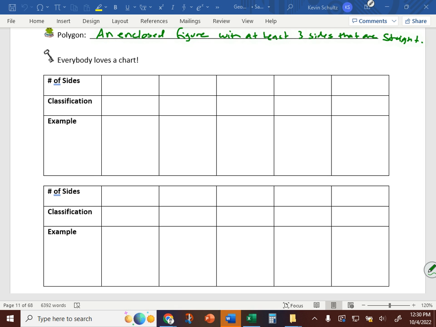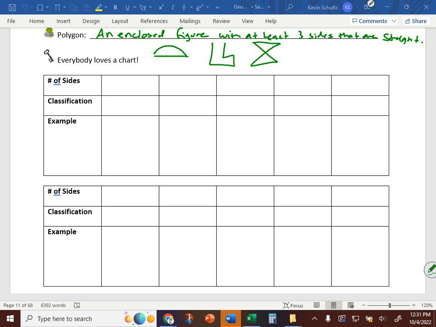So an example of not a polygon would be a semicircle, because it's got that curved side. It's also not enclosed, and it doesn't have at least 3 sides. It breaks all 3 rules here. This would not be a polygon if it's left open like that. It must be enclosed.